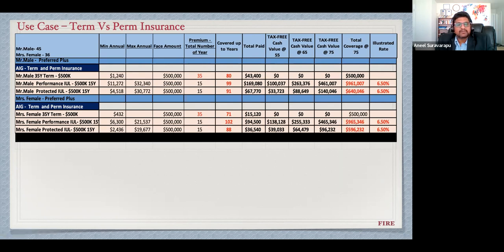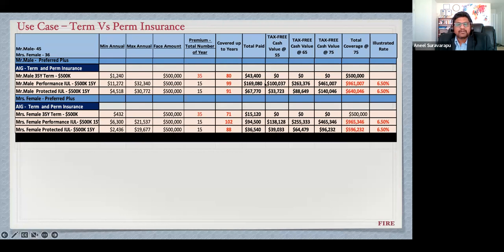Then there are two more policies we want to show you, the performance IUL, for 500k coverage for a period of 15 years. For the same person taking this policy, the premium is close to $11,272 as the minimum, and the maximum we can pay is up to $32,340. These numbers come from the IRS 7702 guidelines.